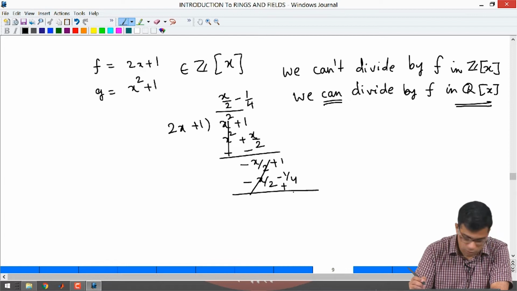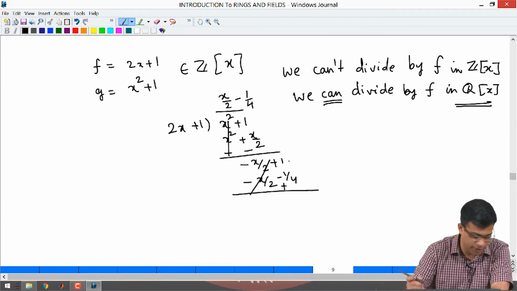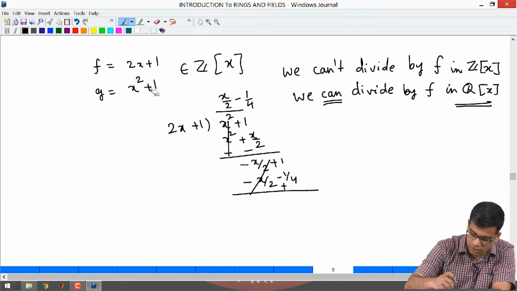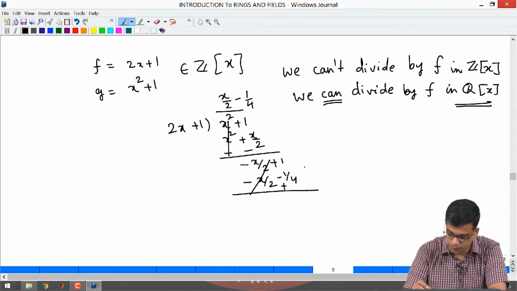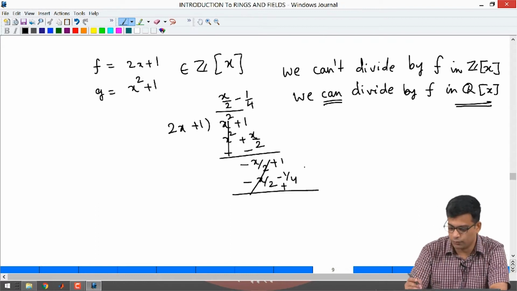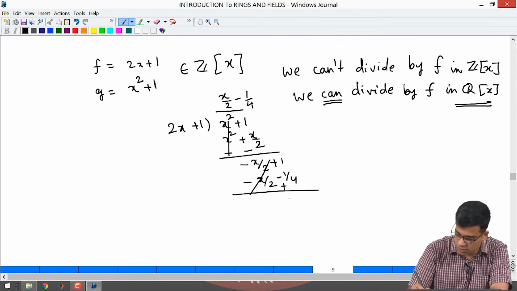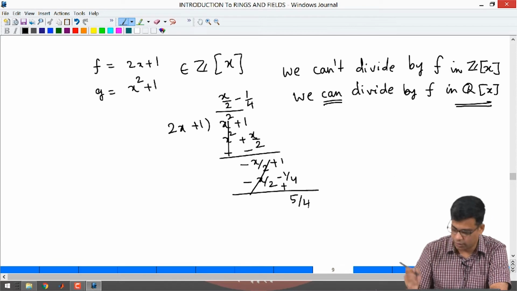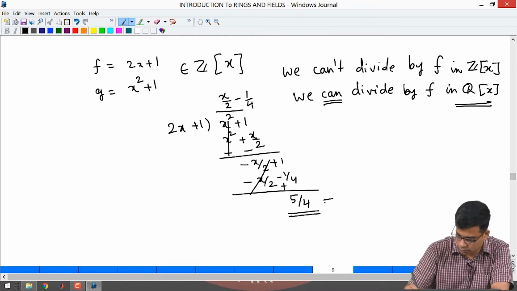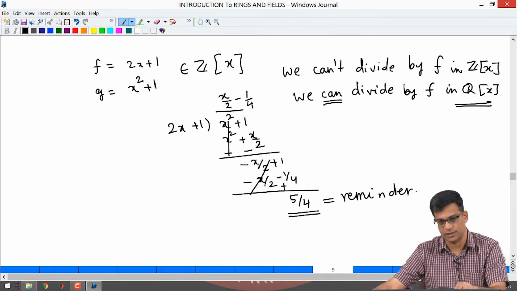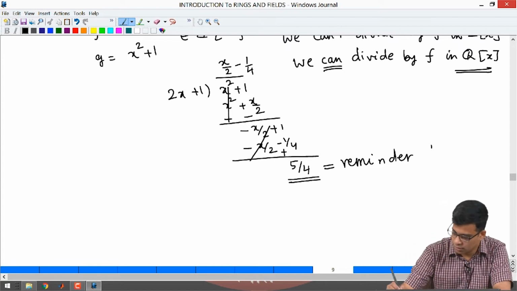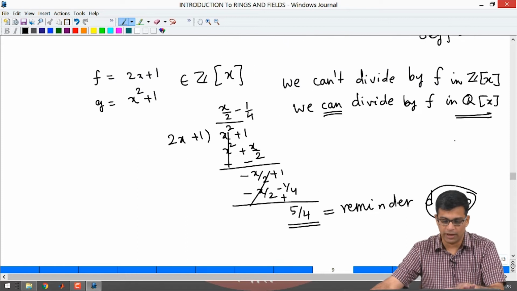so it is x squared plus 1 I am taking. So, let me change that. It does not matter. So, it will be 1/4 plus 1. So, this is 5/4. This is the remainder, and remember the remainder should have degree strictly less than the degree of 2x plus 1. In this case it is correct. So, degree is 0, correct. So, we can divide in Q[x].